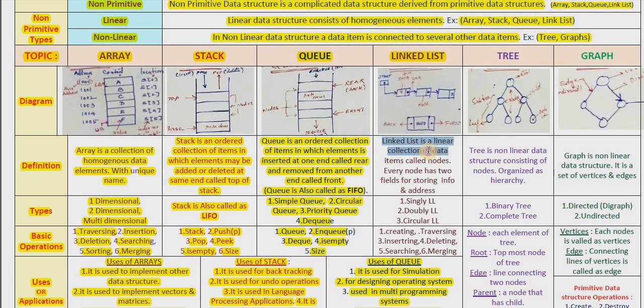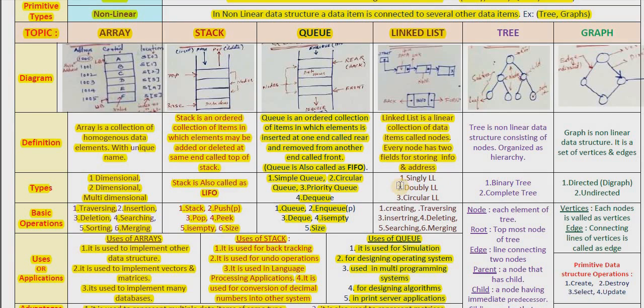Linked list is a linear collection of data items called nodes. Means in linked list, data items or cells are called nodes, and every node has two fields, means two parts. In every cell there are two parts: one part for storing the actual value and another for storing the address of the next node. Next, what are the types of linked list? Here the types are singly linked list, doubly linked list, and third type is circular linked list.